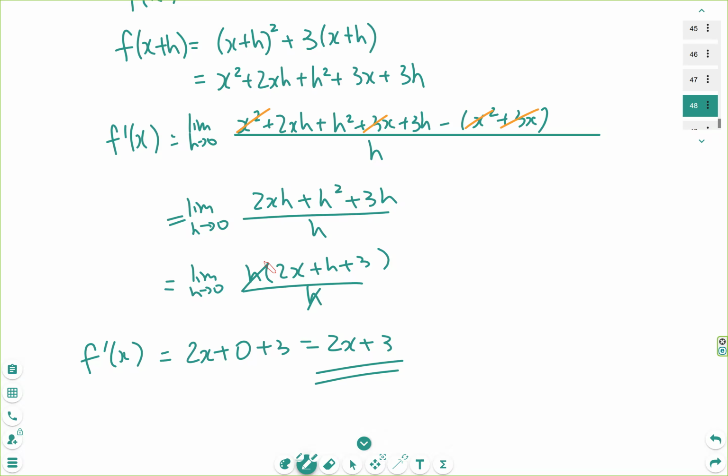Here's the final answer. Simplify the x squared, and the 3x is gone. Then you've got the h terms, factorize the h, divide with the denominator, and then substitute the limit, h equals 0 in there, and you can stop writing the limit. So 2x plus 3. And in the final line, don't forget to write f dash x.